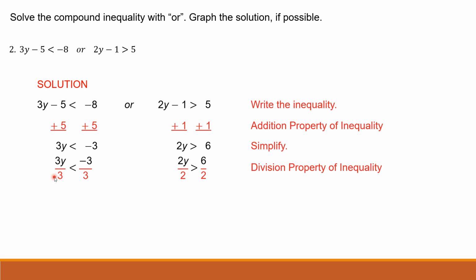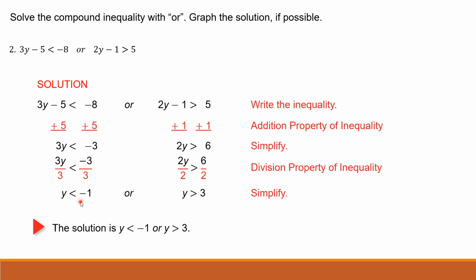And then we need to continue to isolate the y. So we're going to divide by 3 on both sides of this inequality. And here we divide by 2 on both sides of the inequality. We're dividing by positive numbers, so there's no need to reverse our inequality signs. Okay, and then simplify. So we get y is less than -1, or, remember these are separated by or, y is greater than 3. Let's graph our solution.